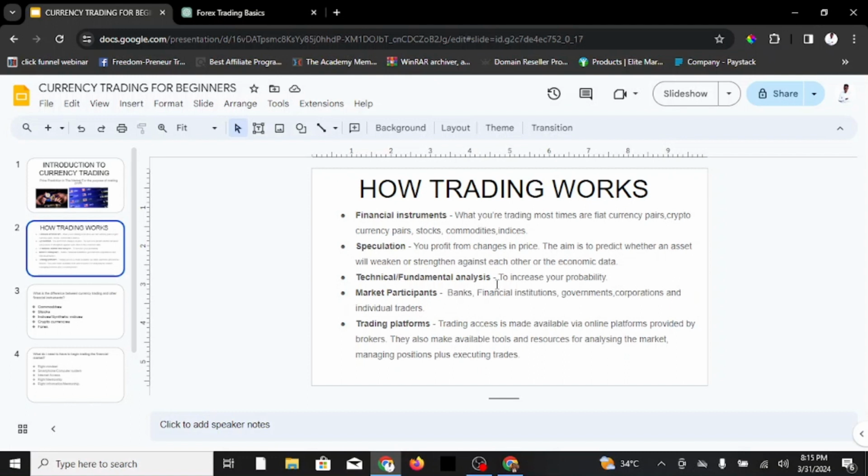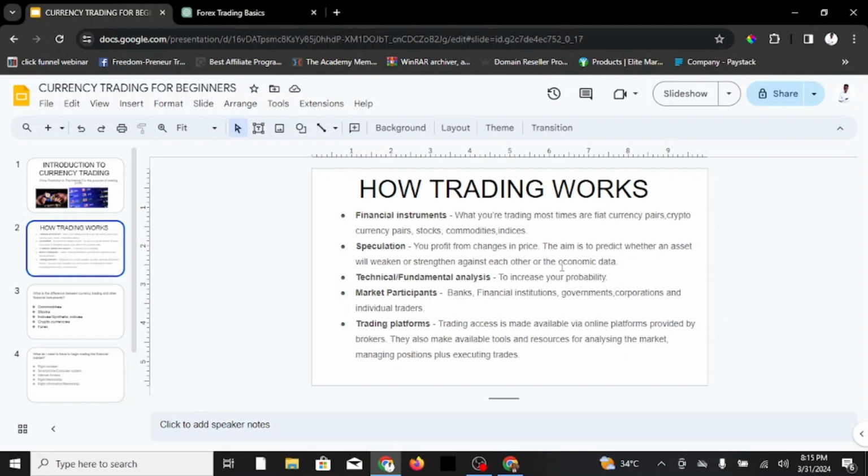And then when do you actually make money in the market? You make money via speculation. So the whole bulk of the work we do when we are trying to trade is price speculation. So you profit from changes in price. The aim is to predict whether an asset will weaken or strengthen against each other, or strengthen or weaken against economic data. Now, when you're coming into the market to make this speculation, you need information for you to be able to do that.